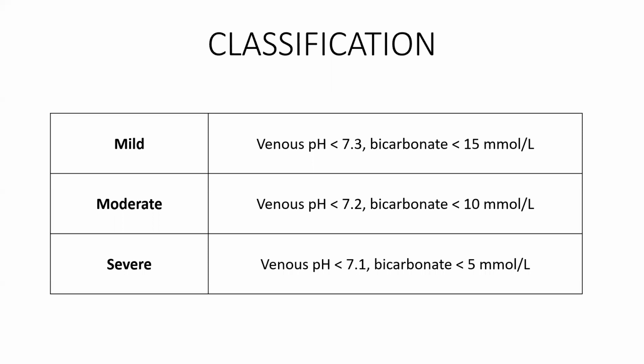Other than that, patients in severe DKA might present with a low GCS of less than 12 and will be in shock, systolic BP of less than 90, and very tachycardic, pulse of more than 100.